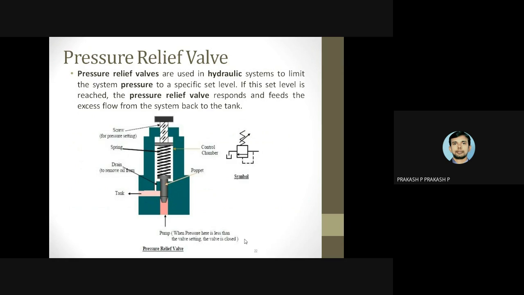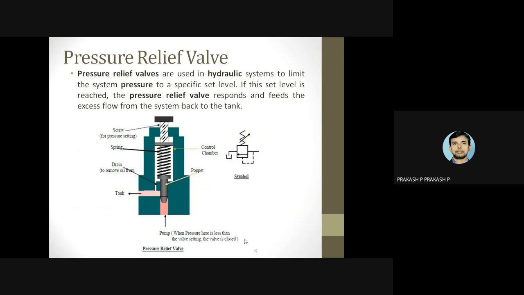You can see the picture. At the bottom there is a tank. You have to see the drain, which helps to remove the excess oil from the system. There is a spring and there is a screw. You can see the entire setup placed inside the chamber, and there is a poppet at the bottom. On the right side there is the symbol of the pressure relief valve.